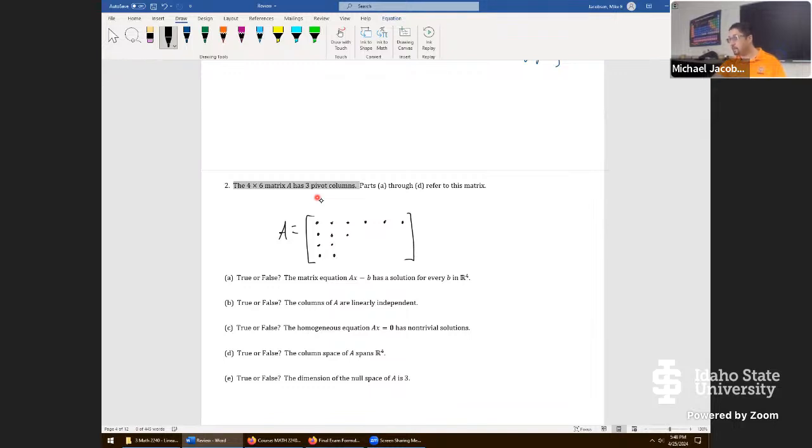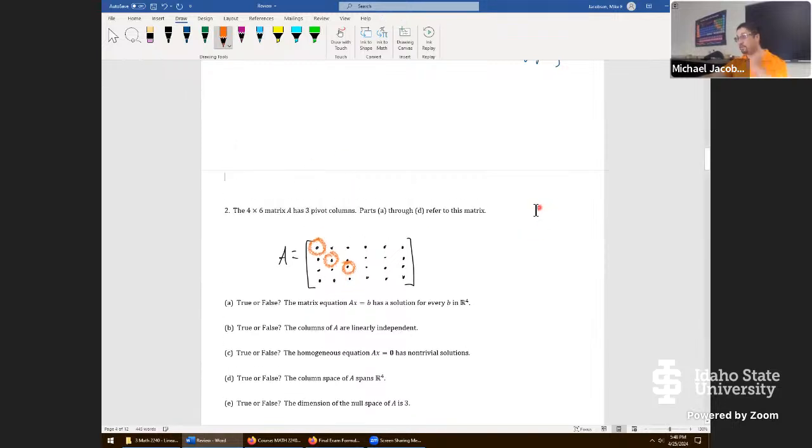This dot pattern just about makes me dizzy to look at, but here they are. 4x6. I should have made that a little bit smaller, but here's our matrix of size 4x6. There are 3 pivot columns. I have no idea where they would be, but I'll just put them in like this. I should recalibrate this pencil. There we go. So there would be the pivot columns.